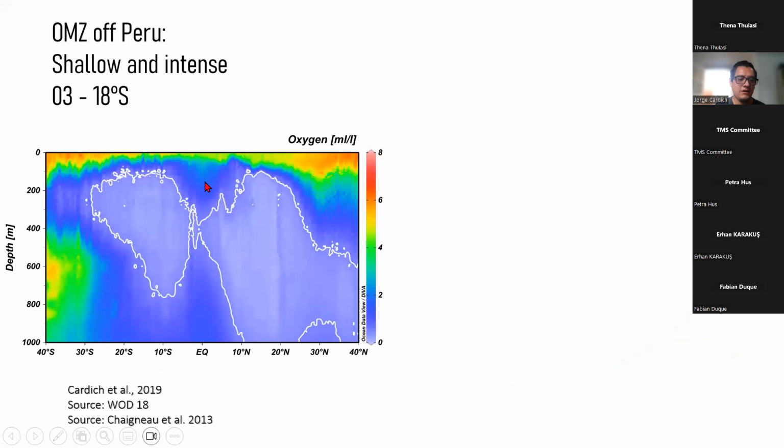If we look at this panel, we can take a glance at the extension of the OMZ of Peru. Peru is between 3 and 18 degrees south in the East Pacific. So this volume of water is in front of Peru and the northern and central part of Chile. It's a volume with very low oxygen levels, almost anoxic in the very core, and it's subjected to the variability of some currents.